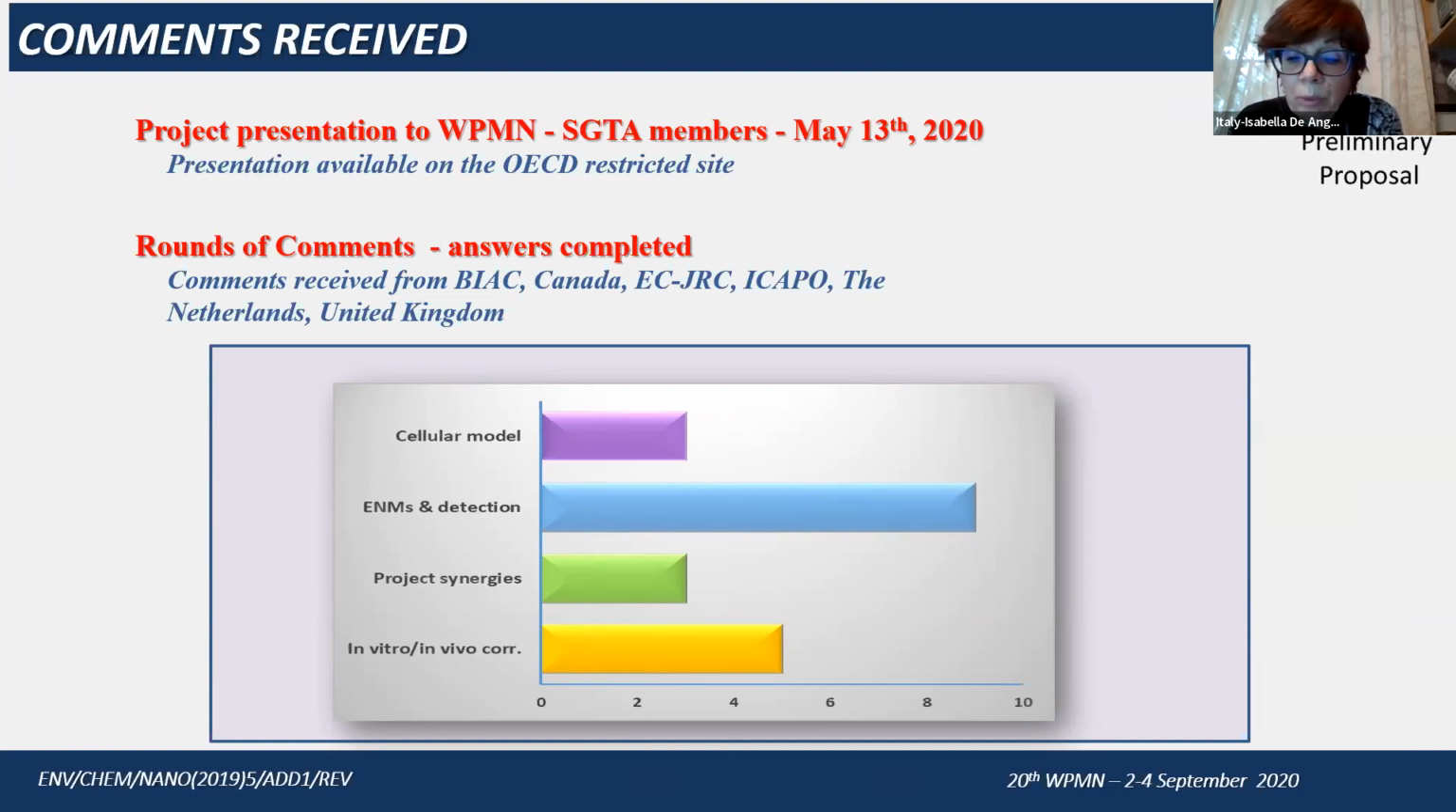In our case, for our proposal, in total 3 rounds of comments have been collected, and more or less as reported in this graph, elaborated for a plenary session of WPMN in September 2020, they can be grouped into 4 main categories. In particular, nanomaterial detection and analysis, in vitro in vivo correlation, and synergies of our project with other ongoing projects at WPMN and WNT.